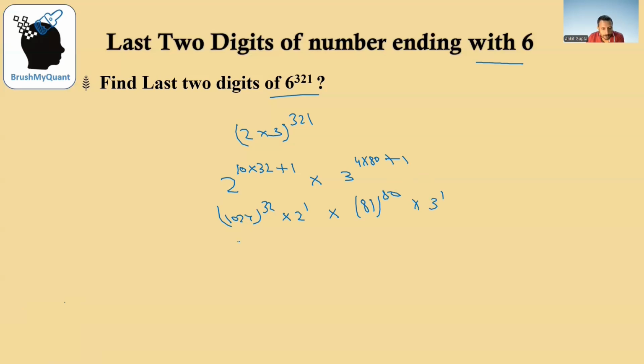Now 1024 raised to an even power will give us the last two digits as 76, multiplied by 2, multiplied by, now this is 81 raised to 80, right? So units digit is 1. That means the units digit will be 1 itself. And the tens digit will be the product of the tens digit of the base, which is 8, multiplied by the units digit of the exponent. So 8 into 0 will be 0, multiplied by 3. Now 2 into 3 is 6, multiplied by 1 will be 6. So this is 76 into 6, and this becomes 456, right? So the last two digits will be equal to 56. So the last two digits of this expression will be equal to 56.